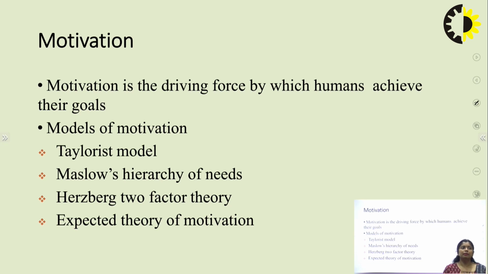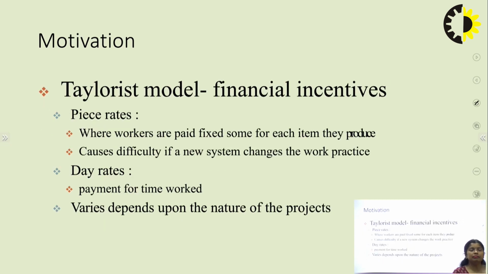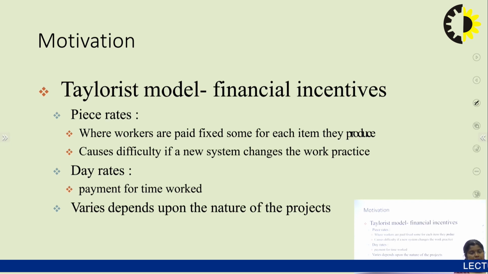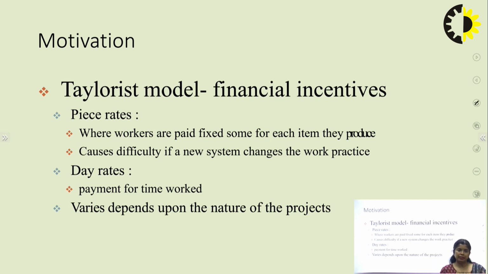There are three types of motivation model. The first is the Taylorist model and the Maslow hierarchy of needs, the Herzberg two-factor model, and the expectancy theory of motivation. The first model, the Taylorist model, asks why we are going to get a job. Just because of the salary. If you are placed in a very good company, it means you are getting a higher package. So Taylor's model simply says financial incentives are the motivation, simply money.